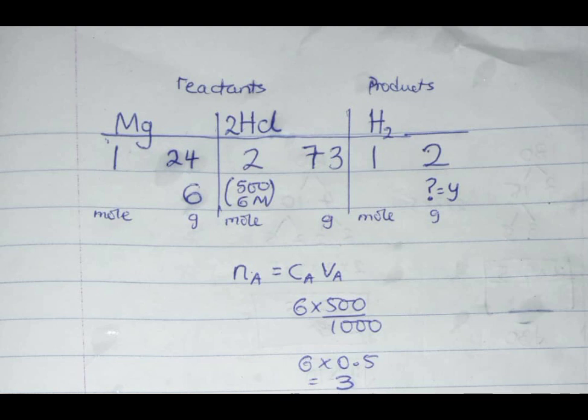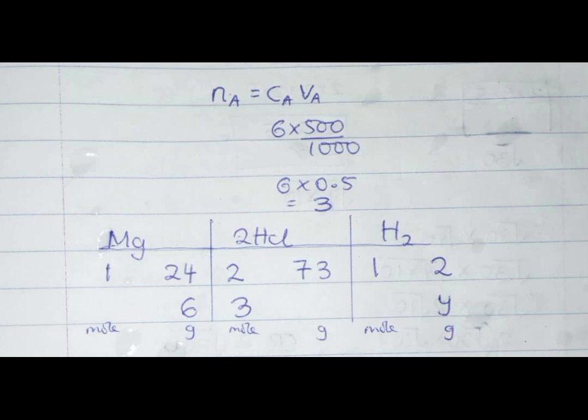Then the question says we are looking for the new gram of hydrogen gas, which is diatomic, that will be formed. So that gram is the question mark, the major thing we are looking for, but I'll label it Y. So this is the new table we have. All the values are represented in mole and gram. The standard is 1 24, 2 73, 1 2. So the new one is now 6 grams for magnesium, 3 moles for HCl, but we are looking for Y.